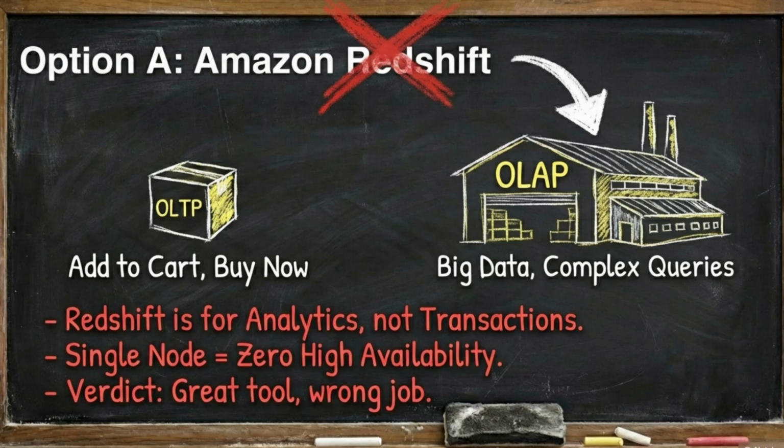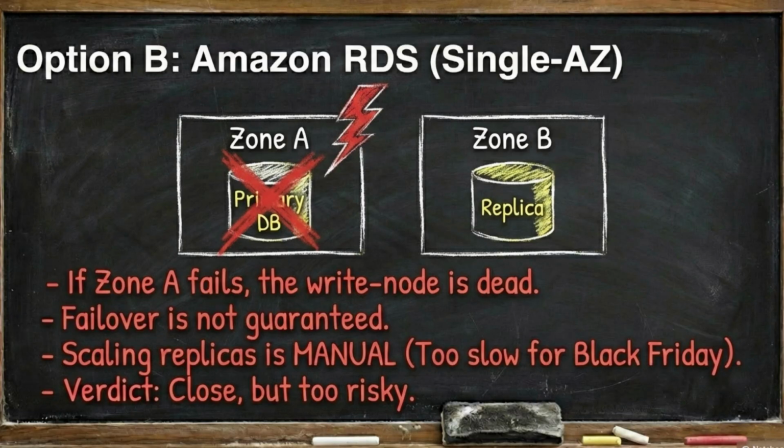Redshift simply isn't built for that. And with a single node, where's the high availability? Where's the automatic scaling for read workloads? Amazing service, but wrong job. Option A, wrong. Option B, Amazon RDS with a single AZ deployment and read replicas.